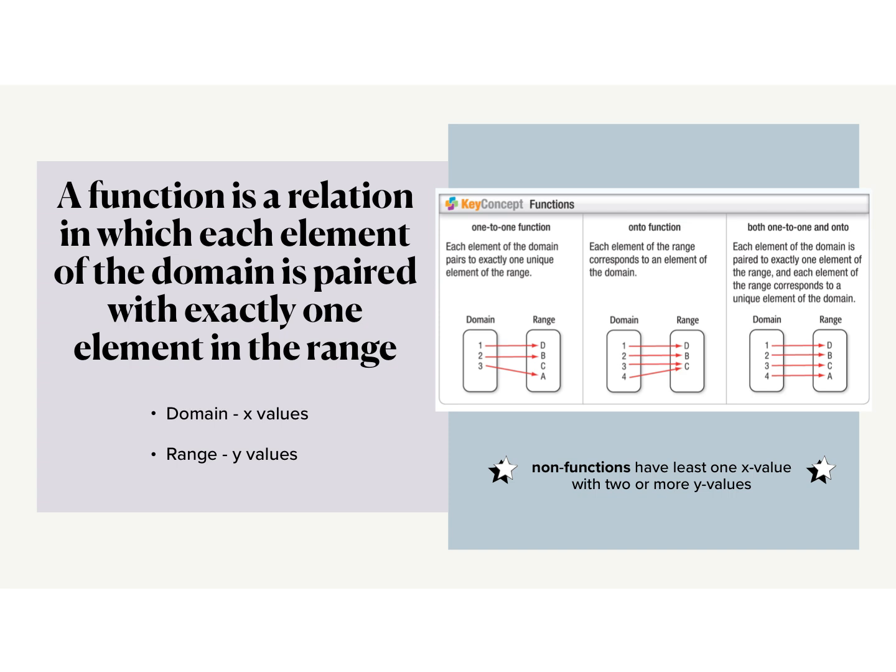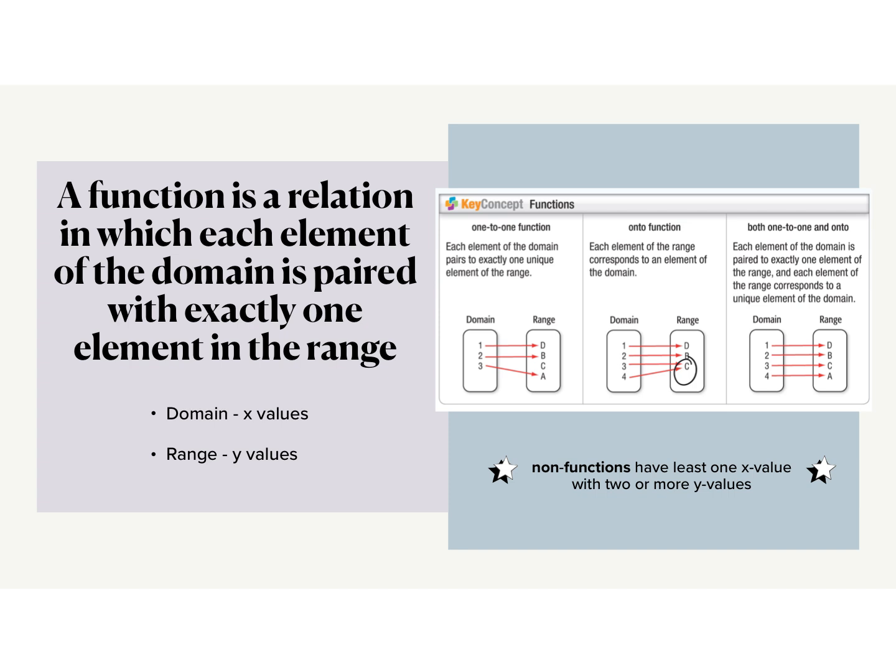We have the one-to-one function, which is each element of the domain pairs to exactly one unique element of the range. So that means, in this case, the domain is 1, the range is D. The domain is 2, the range is B. The domain is 3, the range is A. So nothing really repeats. Then you have the onto function, which is each element of the range corresponds to an element of the domain. Domain 1, range D. Domain 2, range B. Domain 3, range C. Domain 4, range C. This is when I told you that the range can repeat, but the x cannot. In this case, the C repeats, but the x or domain doesn't.